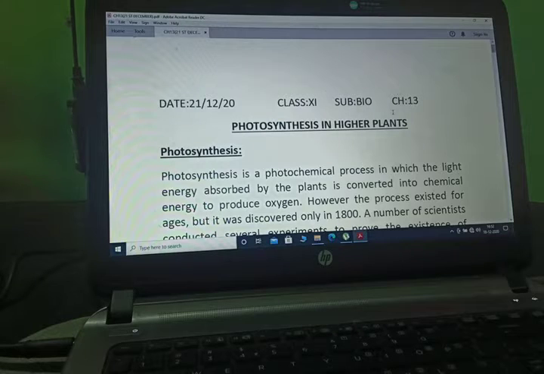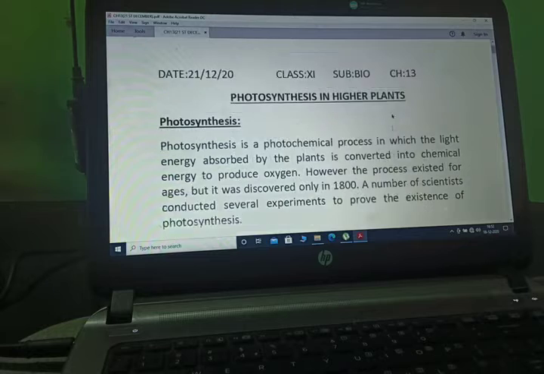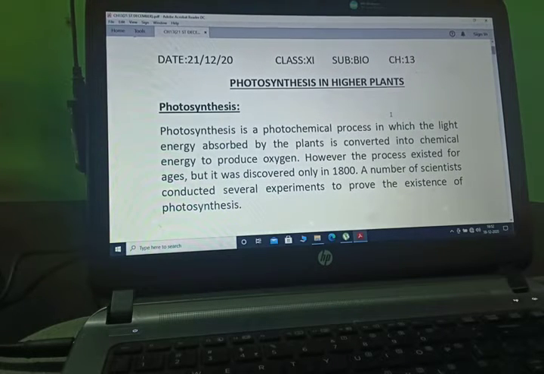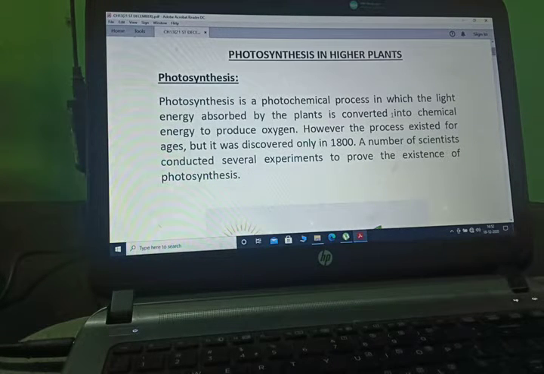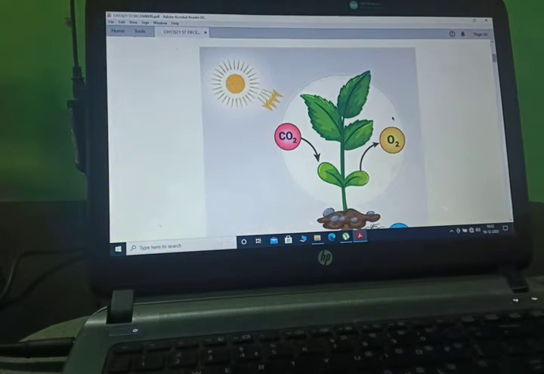Hi students, today we are starting our next chapter, that is photosynthesis in higher plants. We are starting with photosynthesis. It is a photochemical process in which the light energy absorbed by the plant is converted into chemical energy to produce oxygen. However, the process existed for ages, but it was discovered only in 1800. A number of scientists conducted several experiments to prove the existence of photosynthesis.